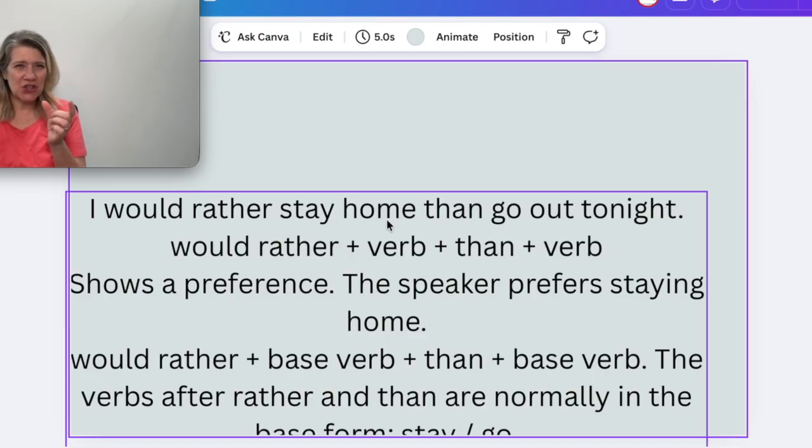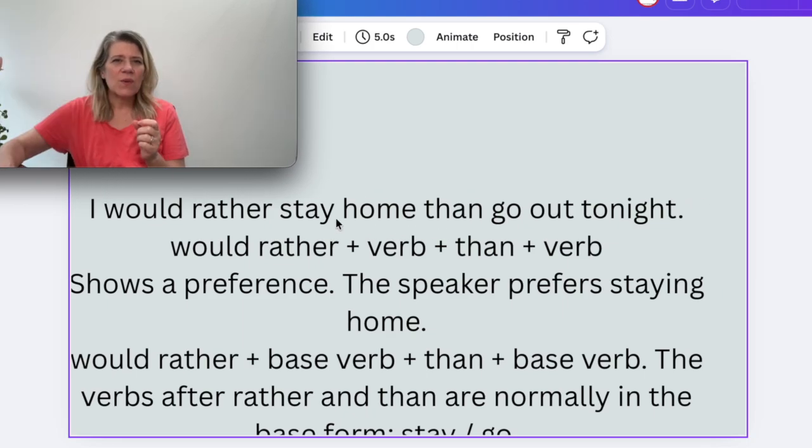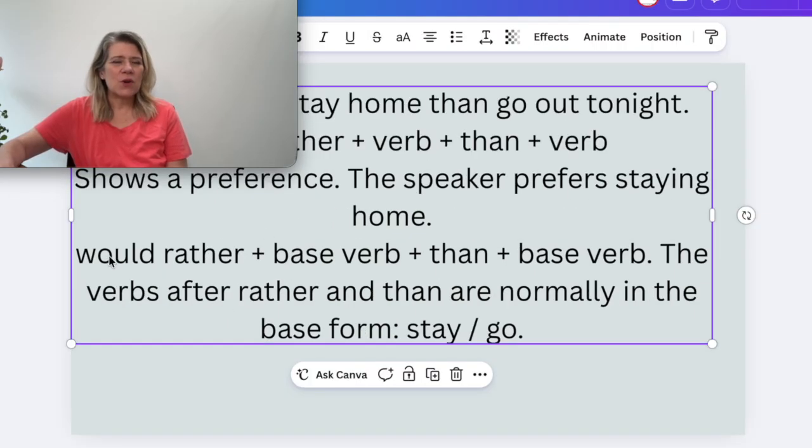I would rather stay home than go out tonight. Here we're comparing two options. We have the option of staying home. We have the option of going out, and we're comparing them. And we use this with I would rather structure. I would rather do something than do something else. Again, it's with comparison. This shows a preference. The speaker prefers staying home. So we have the would rather plus the base verb, then a than, then the base verb. The verbs after rather and than are normally in the base form.